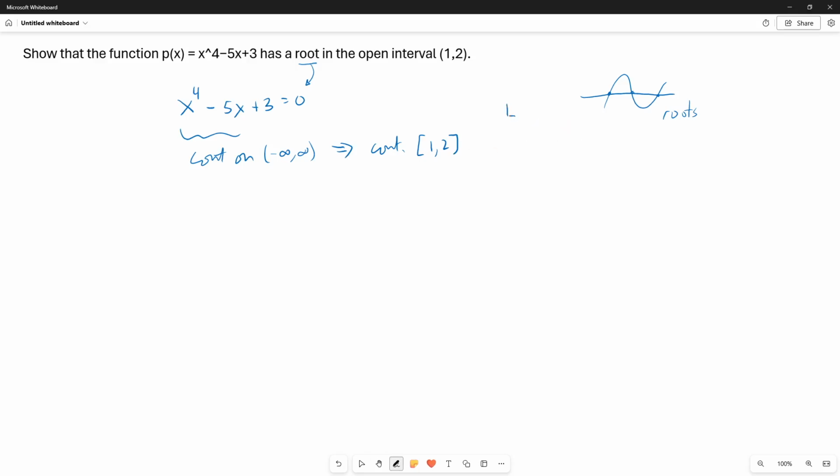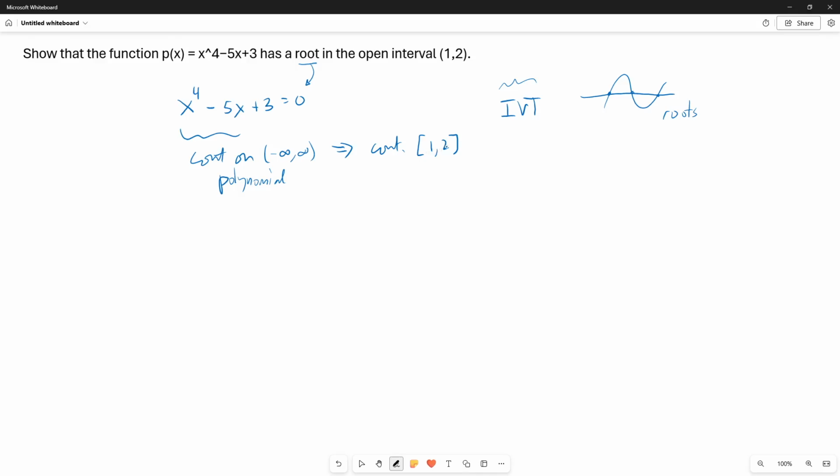We're trying to use the intermediate value theorem here to show that a function has a root, or just in general that an equation has a solution. The intermediate value theorem is our tool. So to use the intermediate value theorem, the function must be continuous. And we've just established that because it's a polynomial, it's continuous everywhere. So we can use the intermediate value theorem on any interval. We just need to establish that 0 is indeed an intermediate value.